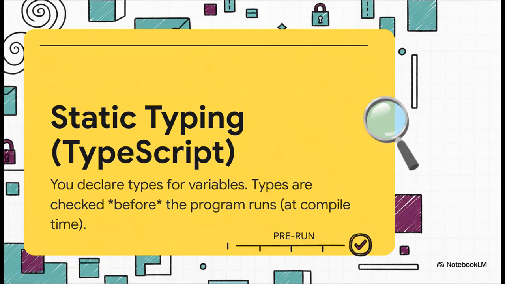TypeScript, on the other hand, brings in static typing. Here, you actually declare what type your variable is supposed to be from the get-go. And here is the crucial, game-changing difference. Those types are checked before the program even runs, during what we call compile time. It's like having a little proofreader living in your code editor, checking your logic and catching your mistakes before they ever have a chance to become real bugs.